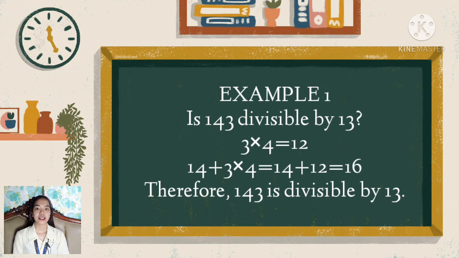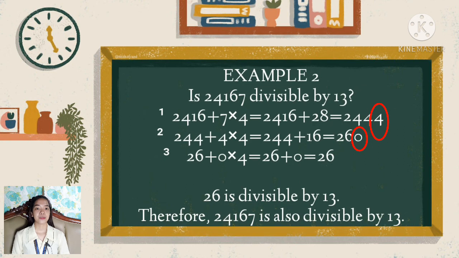The last digit is 3, so we need to multiply it by 4. So 3 times 4 is equal to 12. So second step, 14 plus 3 times 4 is equal to 14 plus 12. So it's equal to 26. So therefore 143 is divisible by 13. So next is example number 2, is 24,167 divisible by 13?